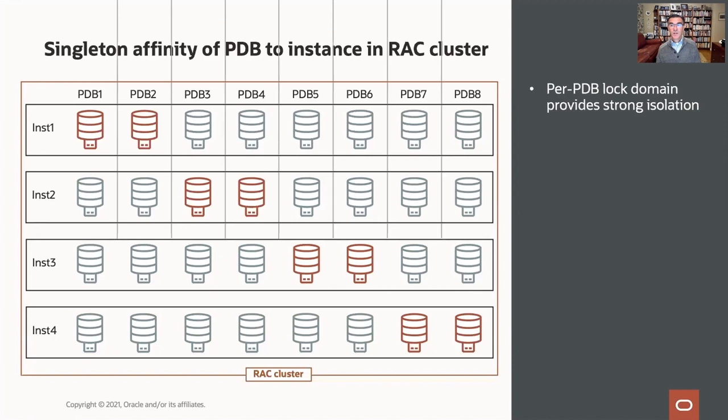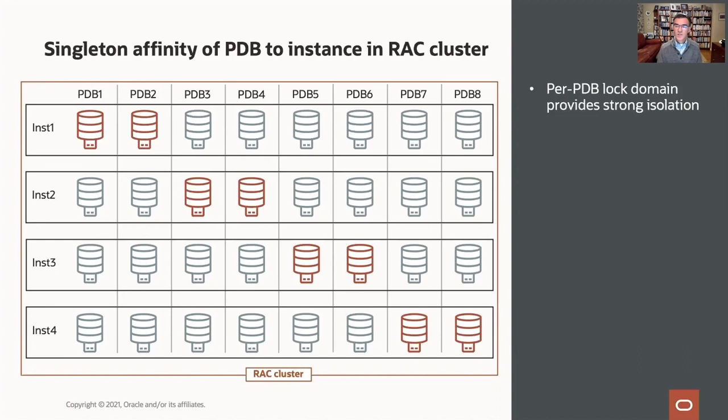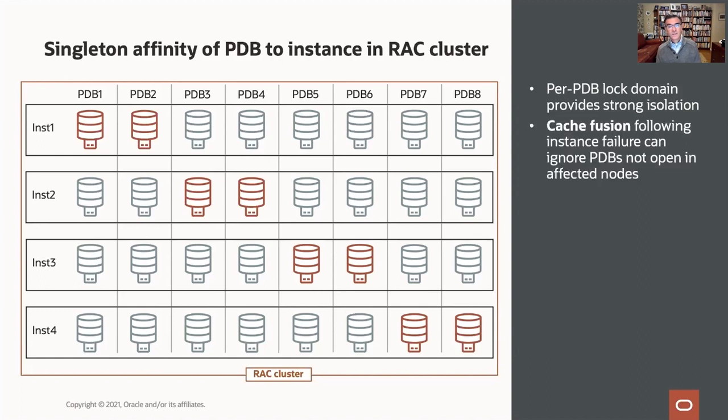The tight integration of multi-tenant with RAC includes a capability known as per PDB lock domain. And this provides strong isolation of a PDB's data and locks to the node or nodes in which it is open. So as is shown here, with PDBs 1 and 2 affinitized to node 1, 3 and 4 to node 2, 5 and 6 to node 3, and 7 and 8 to node 4, we know, for example, that only the SGA of node 1 has any data or locks to do with PDBs 1 and 2. And therefore, we know that in the event of a node failure, Cache Fusion need not consider any data or locks for PDBs not open in that node.